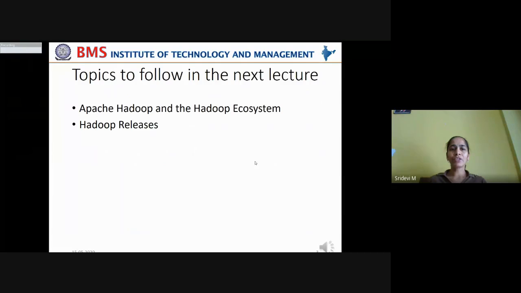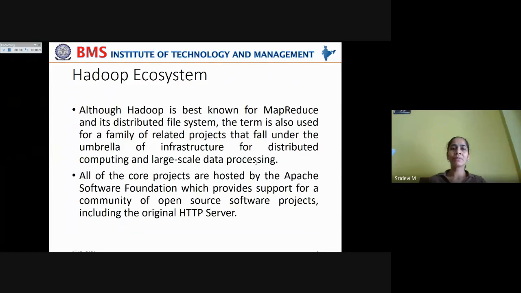In this lecture, we again covered Apache, Hadoop and Hadoop ecosystem and Hadoop releases. Now, under Hadoop ecosystem, we have seen various types of projects that are available. HDFS and MapReduce are the critical components of Hadoop, but still there are many other projects which also fall under this wide umbrella of Hadoop platform. And although Hadoop is best known for MapReduce and its distributed file system, the term is also used for a family of other related projects that fall under the umbrella of infrastructure for distributed computing and large-scale data processing.